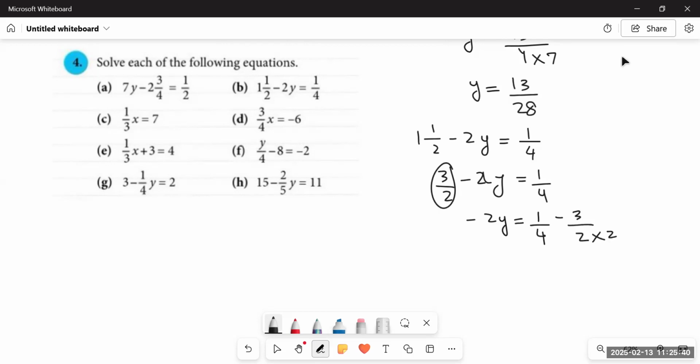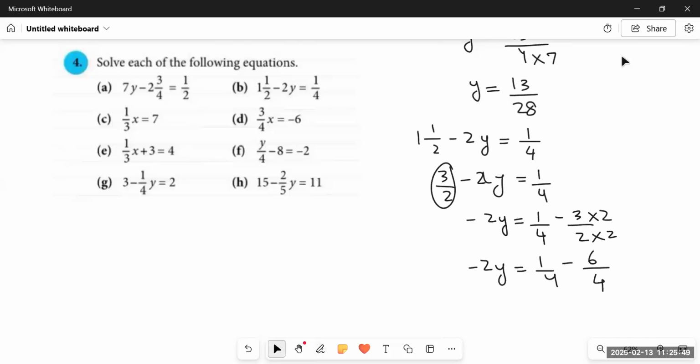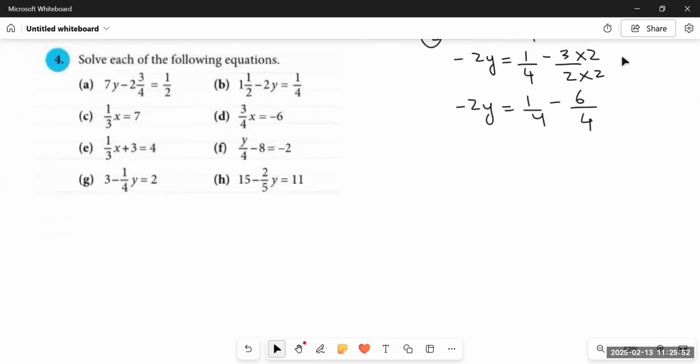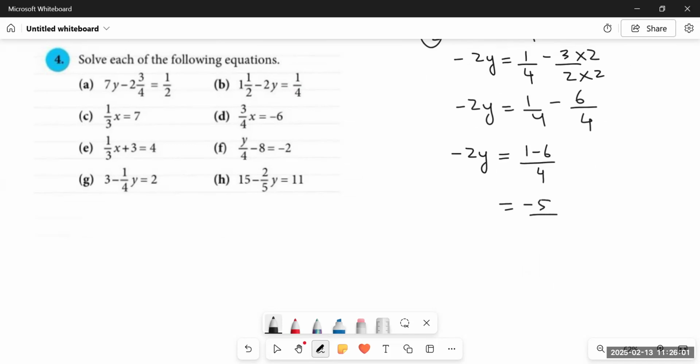Then what? Just make the denominator the same and solve. So it would be minus 2y is equal to 1 upon 4 minus 6 upon 4. Then it would be minus 2y is equal to 1 minus 6 upon 4. 1 minus 6 is equal to minus 5 upon 4. And next what we have to do, we have to shift minus 2 from here. So it would be minus 5 upon 4 multiplied by minus 2. Earlier we had a positive coefficient. Now we have a negative coefficient. So it doesn't matter. This minus would be cut with this minus. And we are left with y is equal to 5 upon 8. That's it.